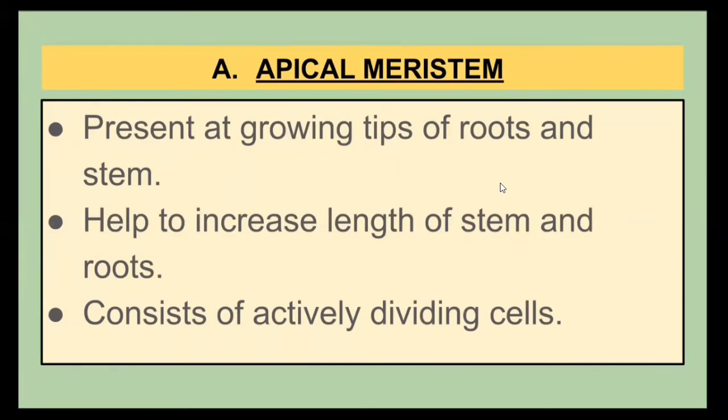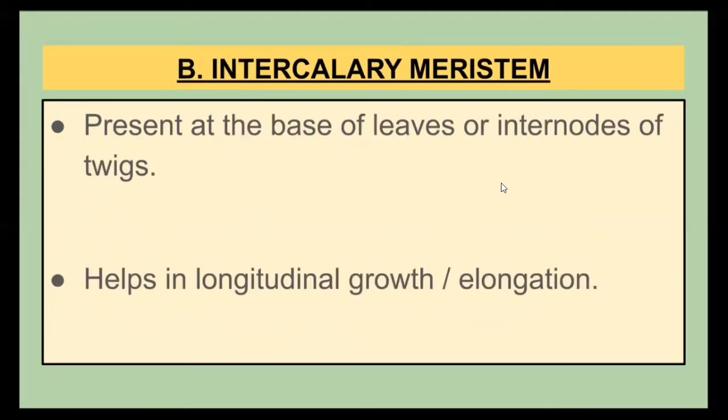Intercalary meristem. Intercalary meristem is present at the base of the leaves or internodes of twigs. It helps in longitudinal growth or elongation. So, if we consider a stem here, then these tissues are found here, right?